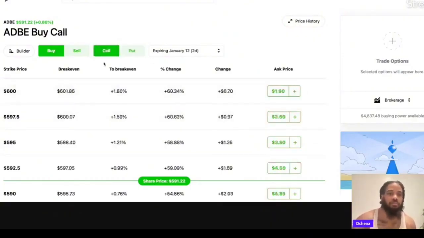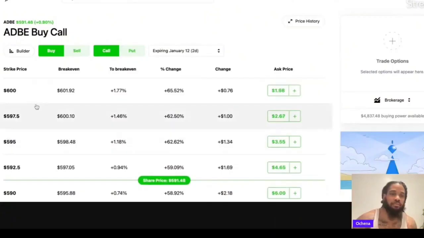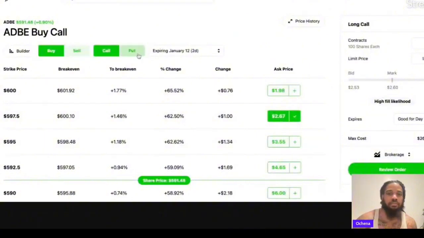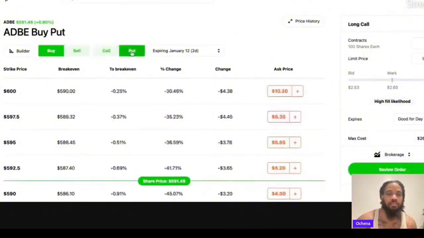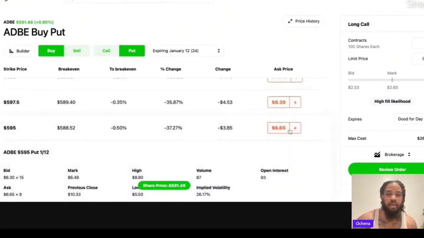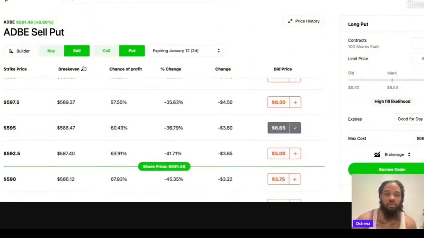For example, if you're betting that it's going to go up, you hit the call option, and then you choose one of the strike prices over here. Then you could decide if you want to buy it or not. If you want to bet that it's going to go down, you go to the put, go to one of these strike prices, and then you could buy or not. It's basically another, more advanced part of option trading where you could sell covered calls.